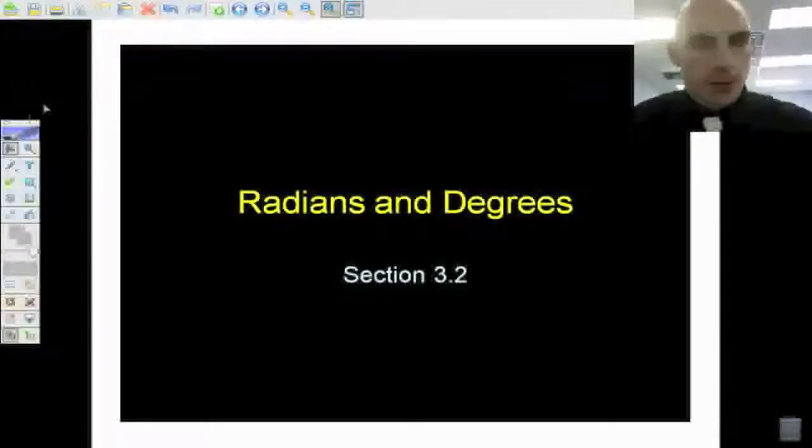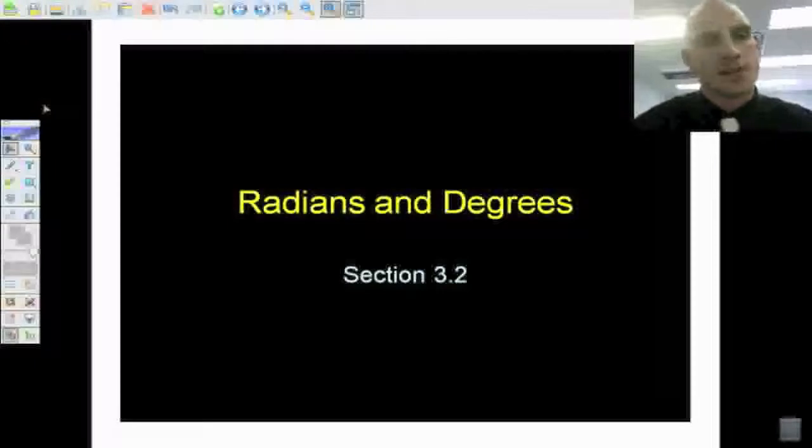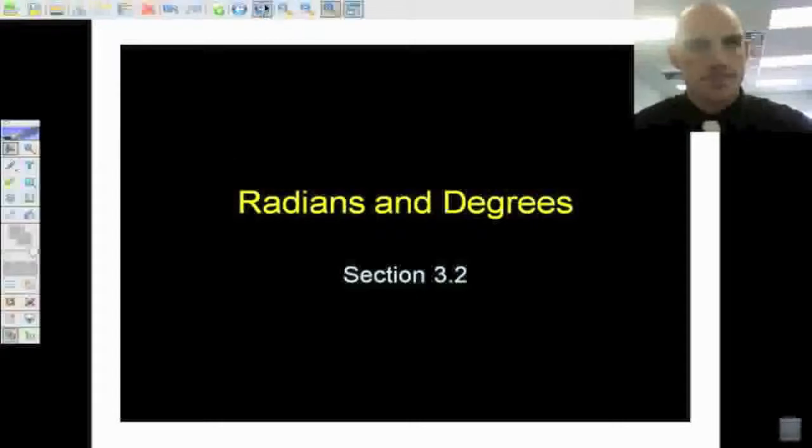Okay, we're going to be talking about radians and degrees, and the thing about radians and degrees is they are related, and we're going to figure out right now how they are related, how we can convert between the two, and how we can use that to solve some problems. So here we go, radians and degrees.